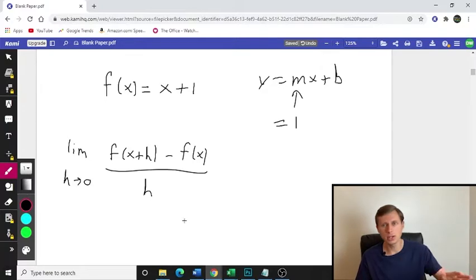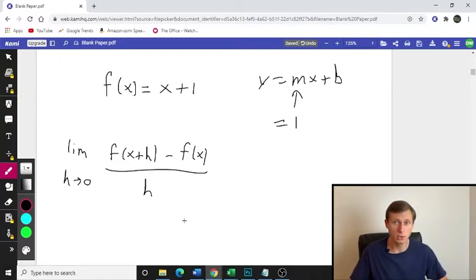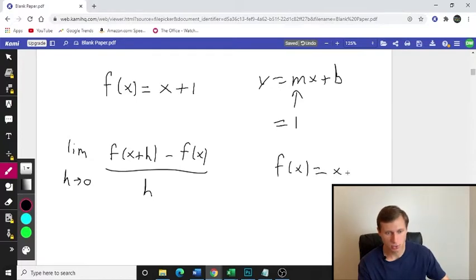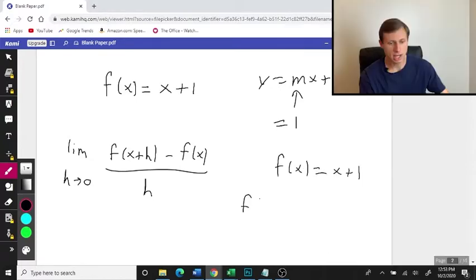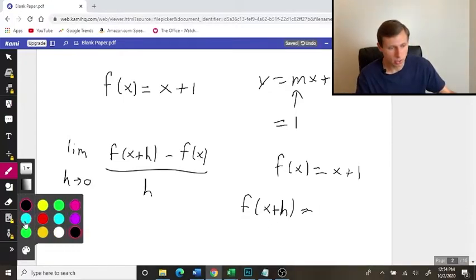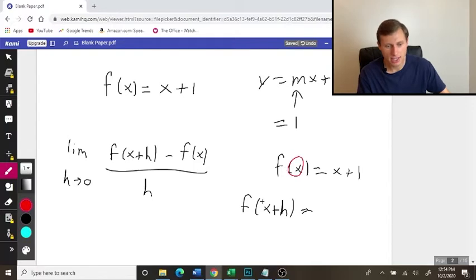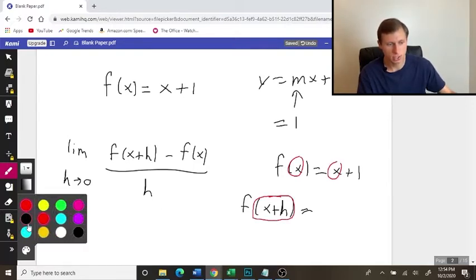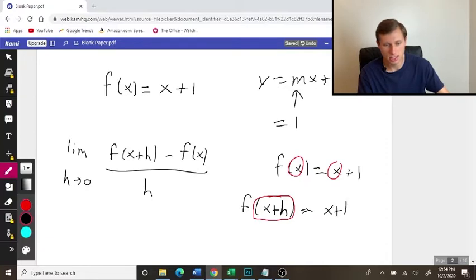First of all, don't plug in 0 just yet. You're going to get 0 in the denominator. You're not going to have a fun time. What we need to do is realize two things. One, what's f of x? Well, f of x, we just said it, it's x plus 1. And how about what's f of x plus h? How we would do that is we are replacing every x with now x plus h. And when we do that, we get x plus h plus 1.